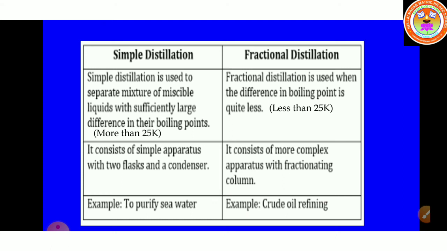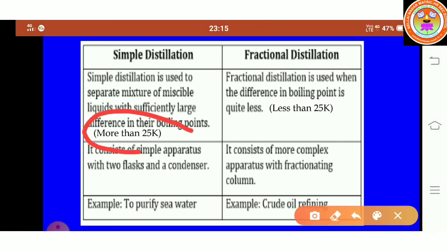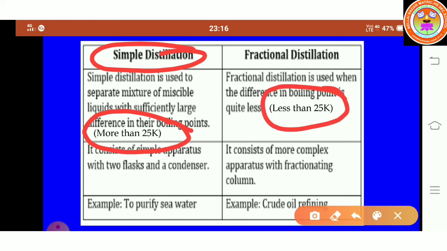Okay students, so in this class we discussed simple distillation and fractional distillation. Now let us see the differences between simple distillation and fractional distillation. Simple distillation is used to separate a mixture of miscible liquids with sufficiently large differences in their boiling points. A liquid mixture with a boiling point difference of more than 25 Kelvin can be separated only by the simple distillation method. But in fractional distillation, the boiling point difference of the liquid mixture is less than 25 Kelvin.